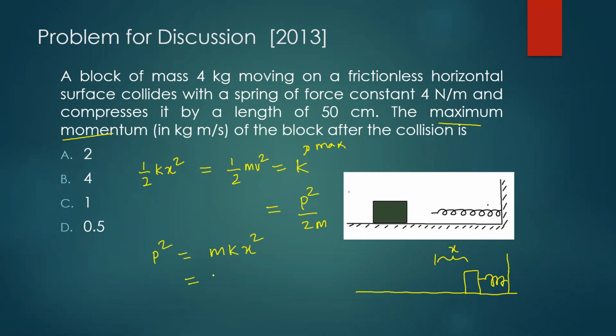So mass is 4, k is 4, and this is 0.5 square. So from here, p is 4 into 0.5, so that would be 2 kg meter per second. Very nice. Good. I'm happy actually.